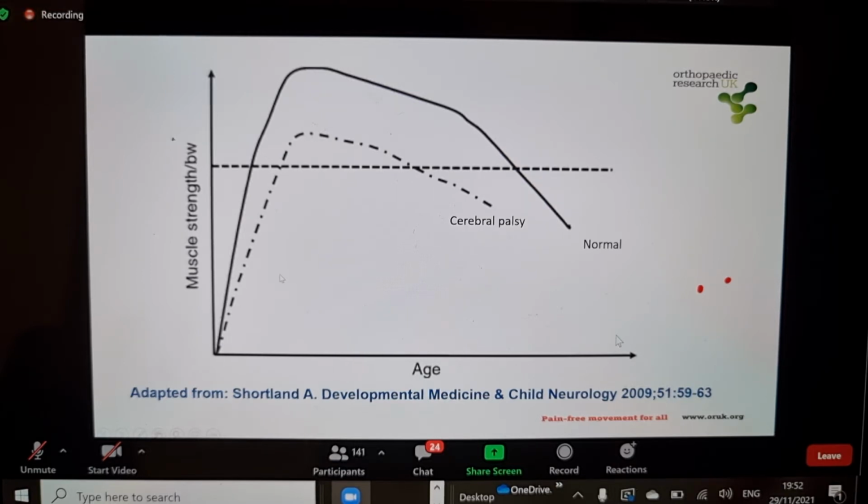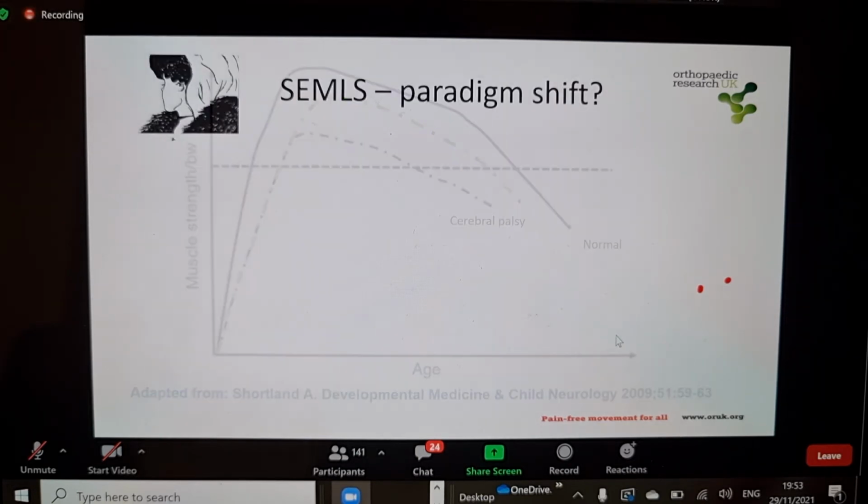The same is true for our cerebral palsy patients, but they never reach the thresholds that we do. So not surprisingly, they struggle with function and they deteriorate. So wouldn't it be nice if we can do something to push that curve up, to push their muscle strength up, in order to give them a higher point to fall down on when the inevitable deterioration comes?